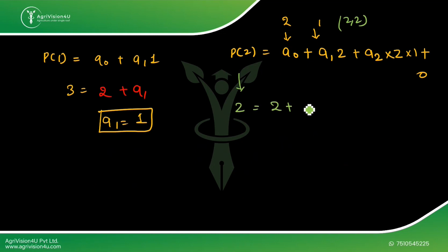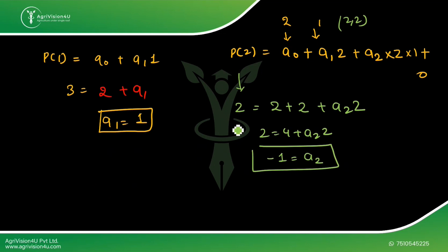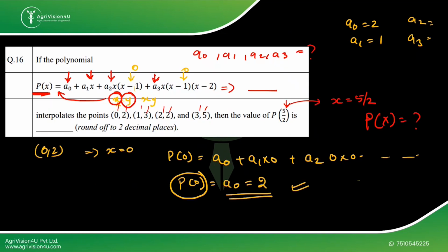A0 is 2, plus 2, again a2 into 2. So what will you get? You will get 4 here. 2 equals 4 plus a2 times 2. If you solve this, you will get minus 1. So a2 equals minus 1. Now only one constant is left, that is a3.